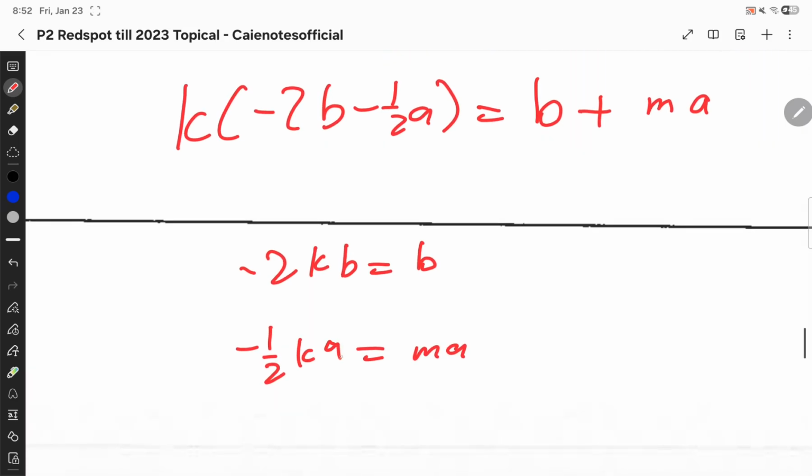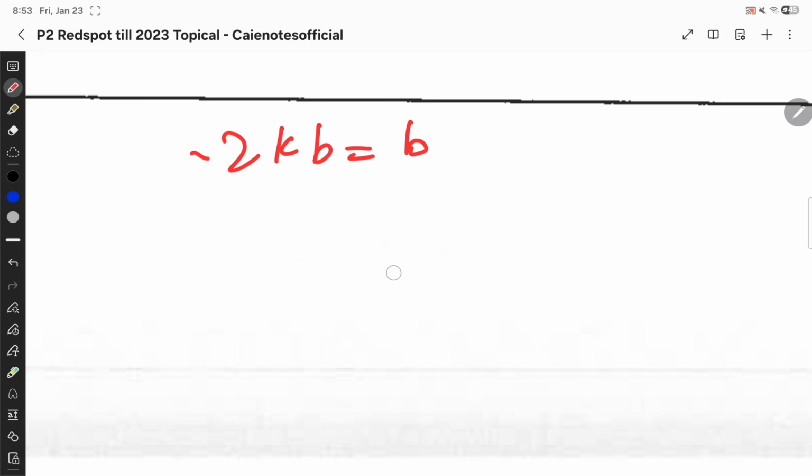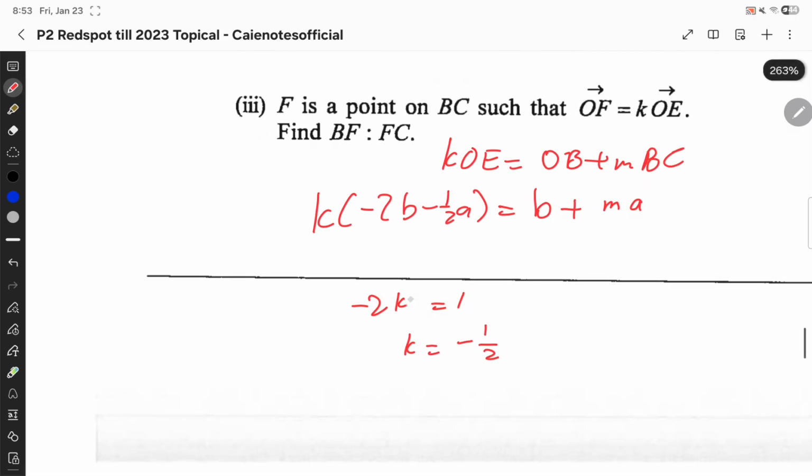Now if we see this, we cannot solve this. Why? Because k depends on m and m depends on k, so this is impossible. So we skip this and we will use this. This is solvable. Why? If we divide by b, we get this, and we get k is equal to negative 1 over 2. Nice, perfect.